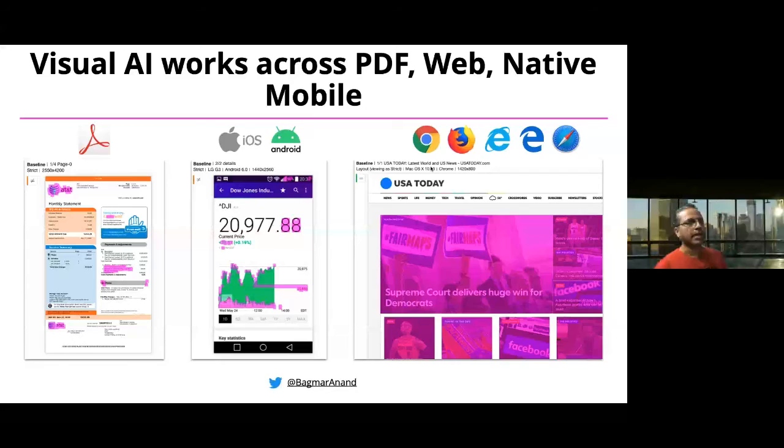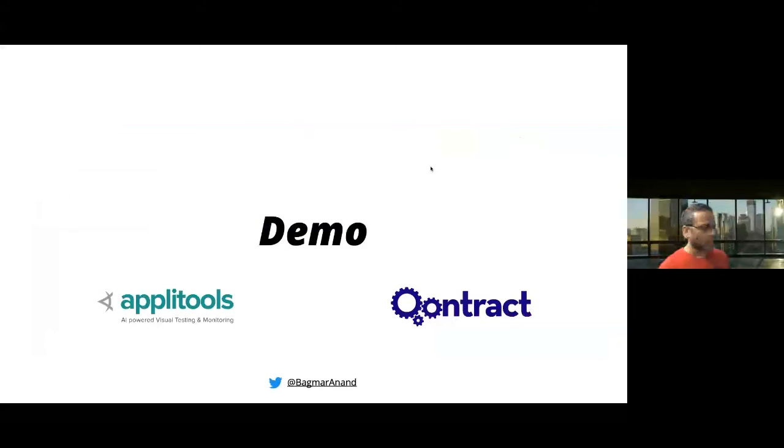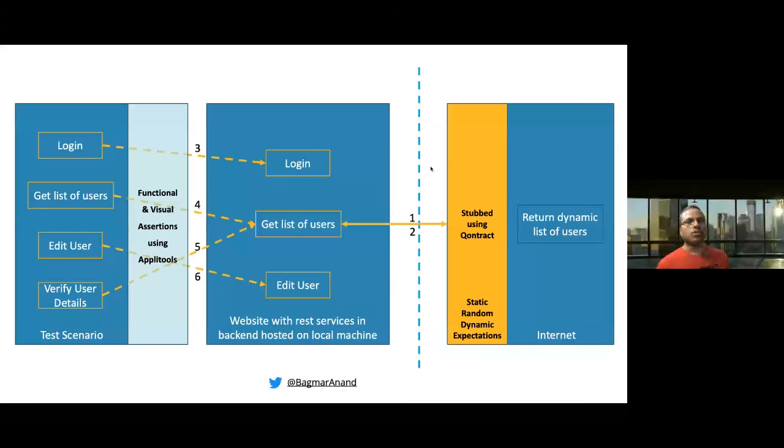OK, so let's look at a demo of what this really means. We already saw the functional demo of how this was implemented, where we stubbed out the external endpoint and ran the test from a functional perspective. We saw that our test has become consistent because we have stubbed out the dynamic data, giving it the same data every time and making sure the functionality of my application under test is working correctly.